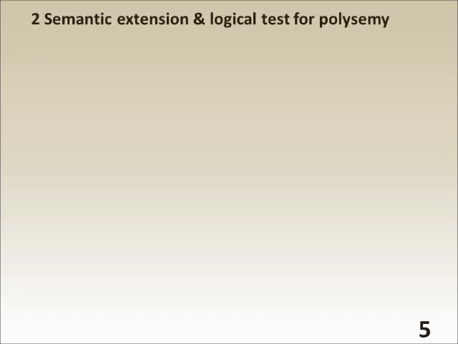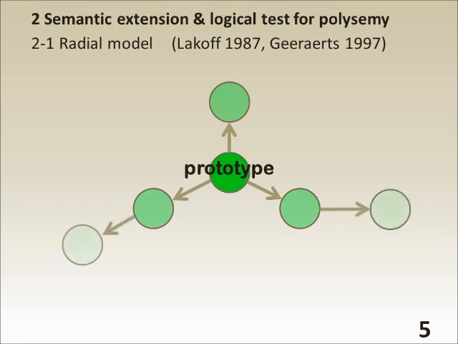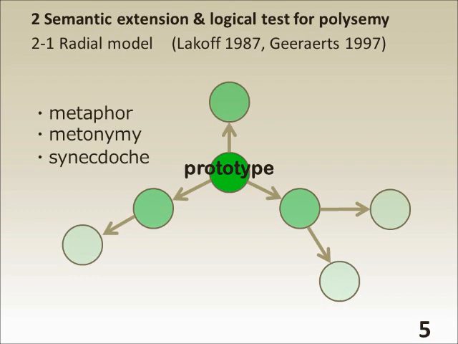Now, I would like to talk about semantic extension. Meanings of vocabulary items can expand or develop, motivated by metaphor, metonymy, or synecdoche. As the image of the radial model on slide number 5 shows, from the prototype or primal meaning of a vocabulary item, another meaning could be generated.